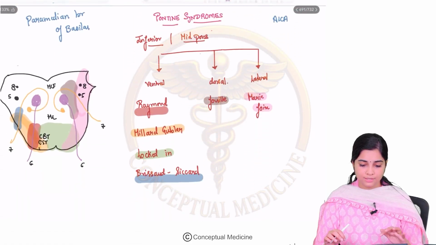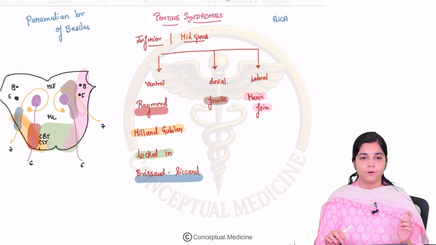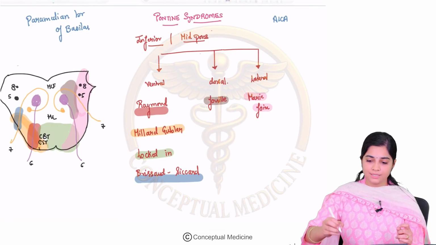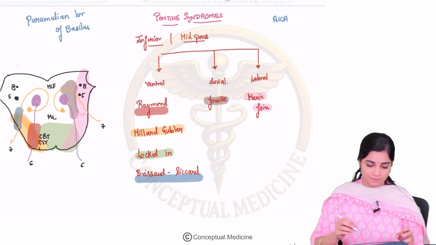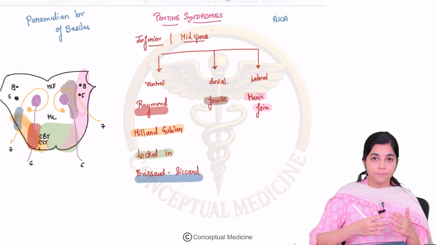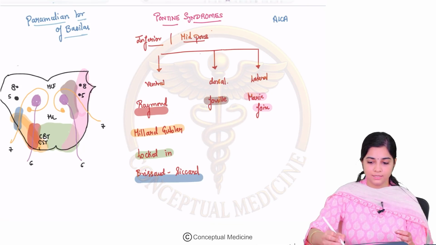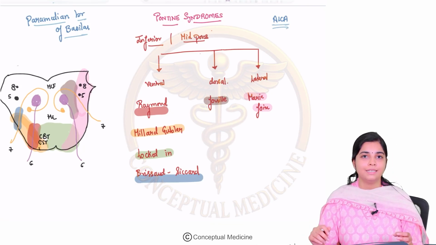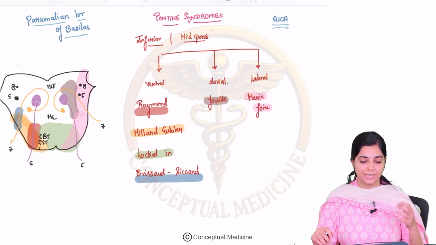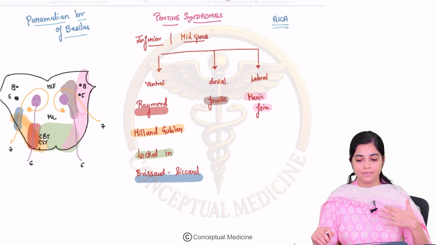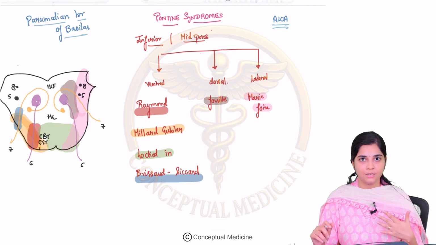Fine. Now, let us move on to the pontine syndromes. So, what is the blood supply of the pons? The blood supply of the pons in the medial part is by the paramedian branches of the basilar artery. The lateral part is by the anterior inferior cerebellar artery.